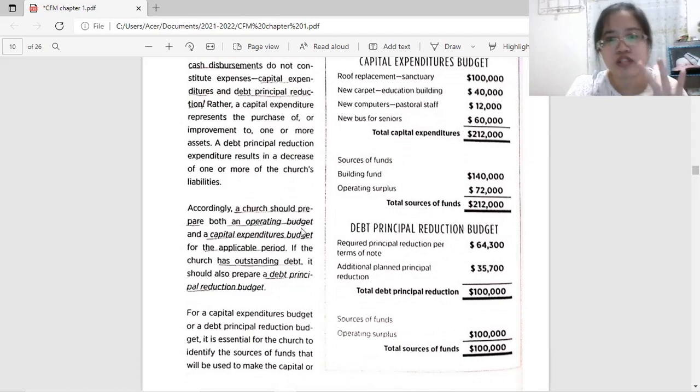So again, we have those three. The main is the operating fund. Second would be the capital expenditure budget, and the third one is the debt principal reduction budget. Not all churches would have debt or borrowings to be repaid, but some do.